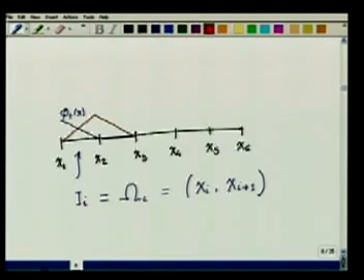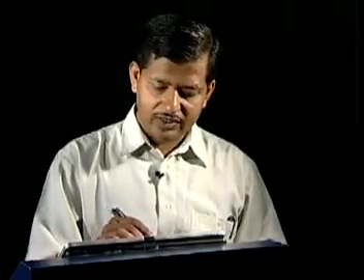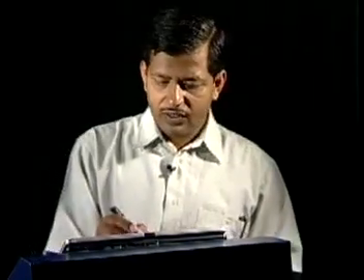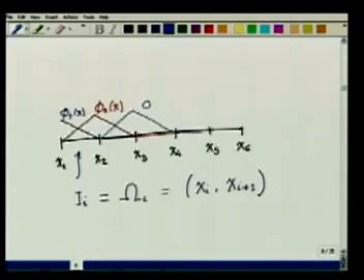So phi2 will be 1 at the point x equal to x2, and 0 at the point x1 and all other points. So this is how we define phi2. Similarly, we'll go back and define phi3. Phi3 will be again a function which is 1 at the point x3 and 0 at all other points.